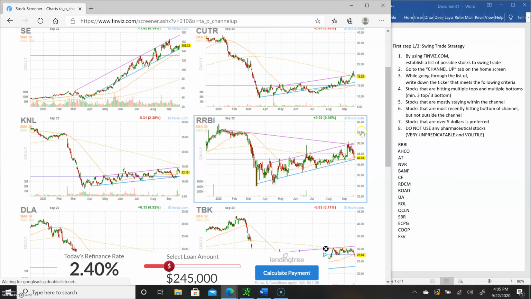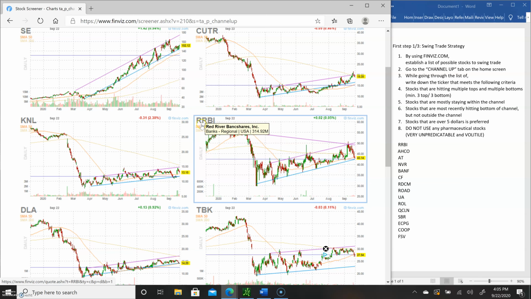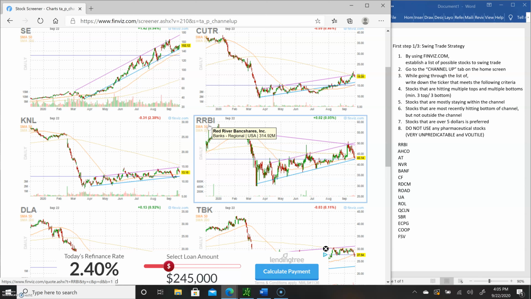So we go down our list here using Finviz. We're going to establish this possible stock to swing trade, and we're going to go to channel up. While we're going through the list, we're going to write down every ticker. The ticker here in the upper left is RRBI. That stands for Red River Bancshares, Inc. It's a bank company in the U.S.